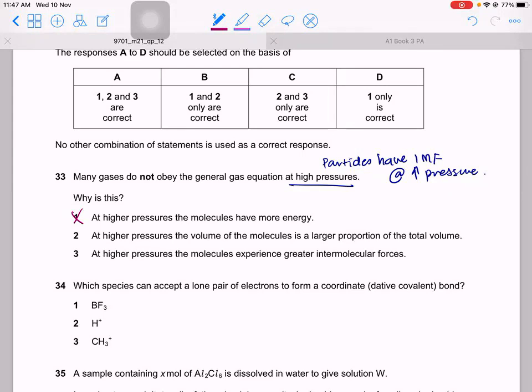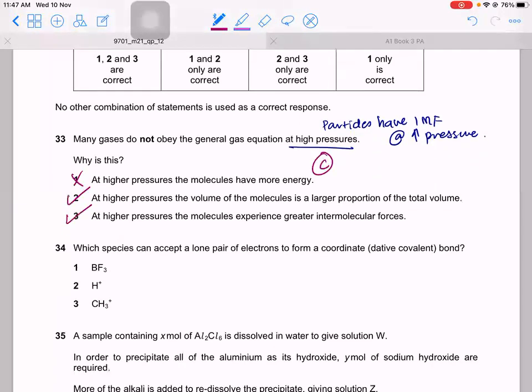They are not ideal because at higher pressure, they're closer, they have intermolecular forces. So at higher pressure, the volume is larger proportional to the total volume. We know that, yes. If one is wrong, we know the answer is C. At higher pressure, molecules experience greater intermolecular force, yes.